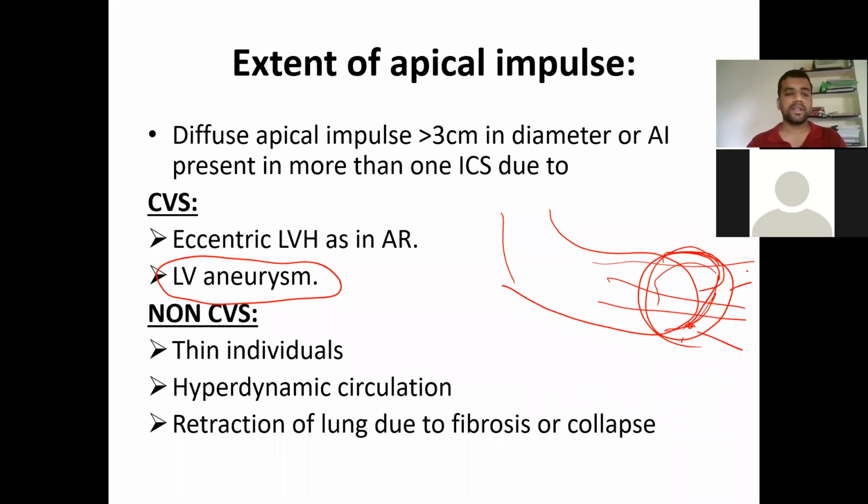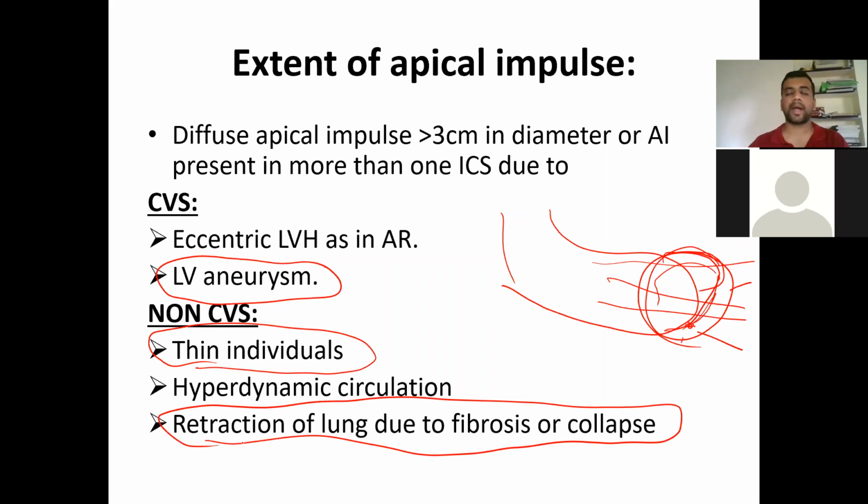And sometimes in very thin individuals with narrowly spaced ribs, you can get it in 2 intercostal spaces also. Or, as I said, retraction of lung due to fibrosis or collapse, like the absent apical impulse last time. So fibrosis of lung or collapse may alter the position of the precordium, like the pericardium. It can pull the cardia up, down, inside, out.